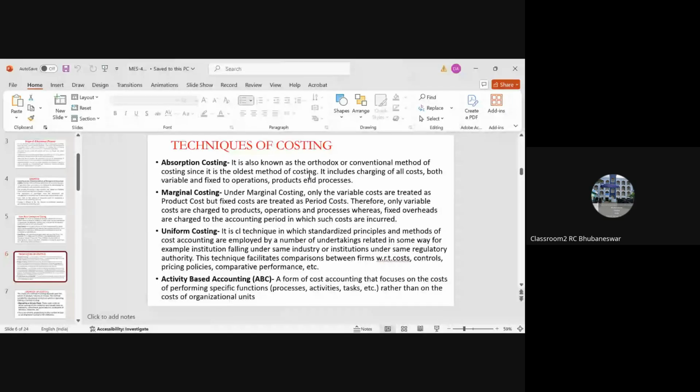Variable cost is where the amount of expenditure will vary from time to time. Fixed is a regular amount. That is, in the past, both variable and fixed were considered. That is absorption costing. In marginal costing, only variable costs are treated. That is marginal costing. Uniform costing?